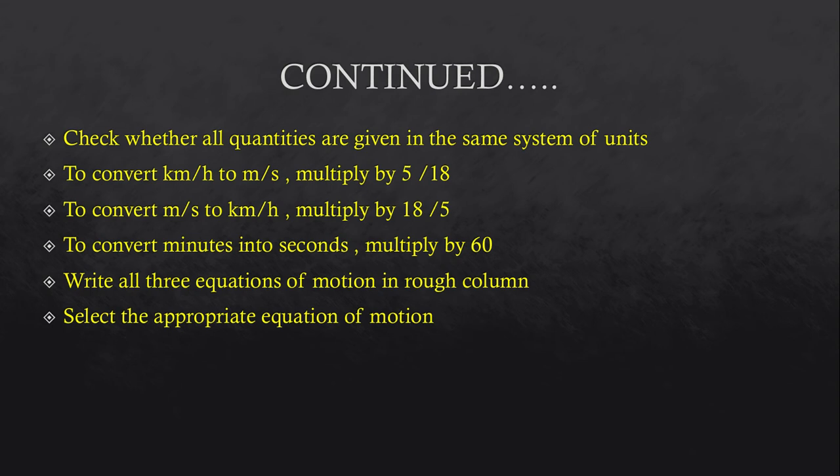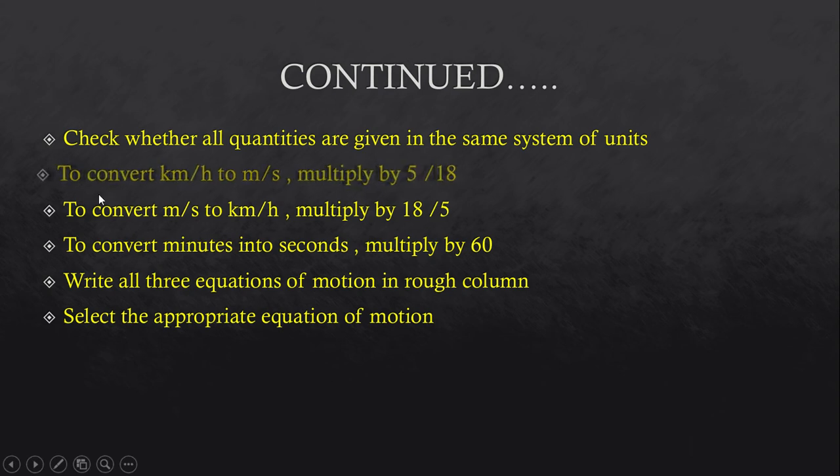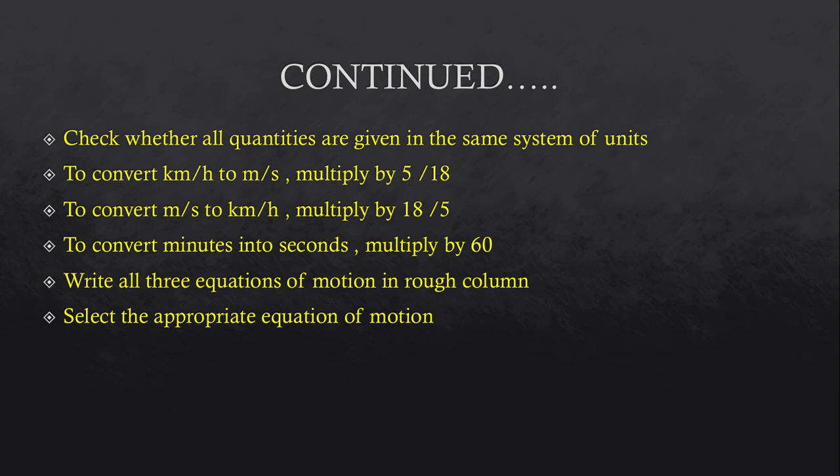And then just to make you recall, to convert kilometer per hour to meter per second, we need to multiply by 5 by 18. It is a simple fraction which you need to remember. Every time you need not use the bigger numbers like 1 kilometer equals 1000 meters and 1 hour equals 3600 seconds. You can simply use 5 by 18. This is a very, very important fraction. To convert meter per second to kilometer per hour, multiply by 18 by 5. To convert minutes into seconds, multiply by 60.